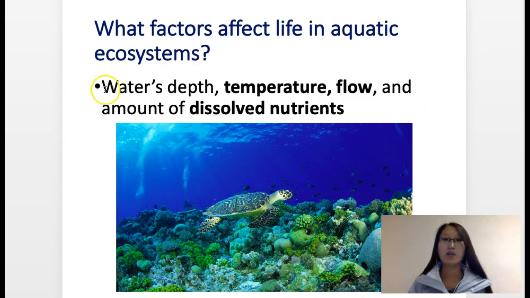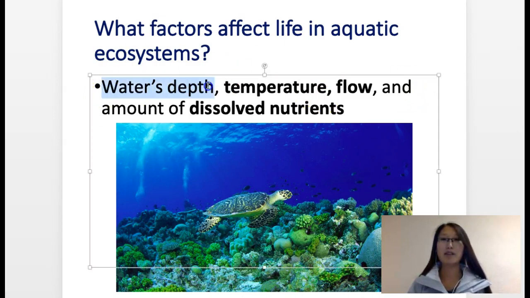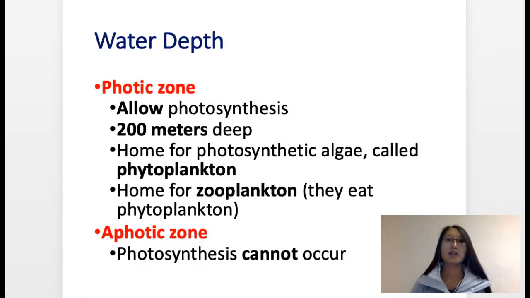If you look right here, we have water's depth, so how deep the water is, and temperature, because organisms all depend on certain temperature, just like organisms on land. The water flow or current also affects the living organisms in the ecosystem, and so does the amount of dissolved nutrients. We're going to look more into the water depth and dissolved nutrients. The first one we want to look at is water depth.